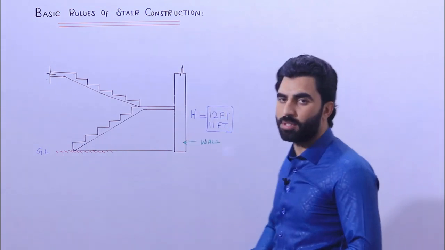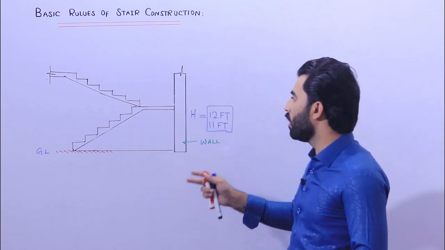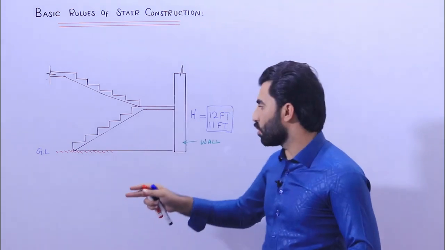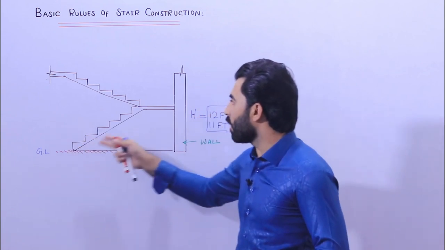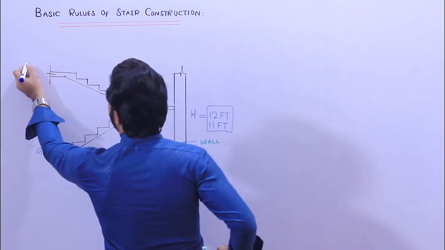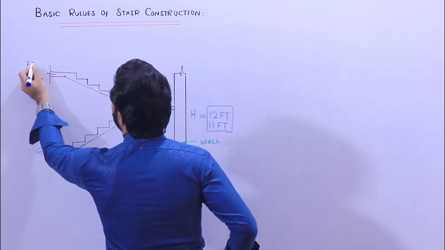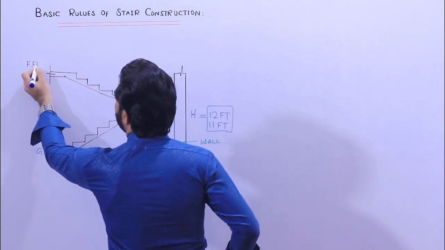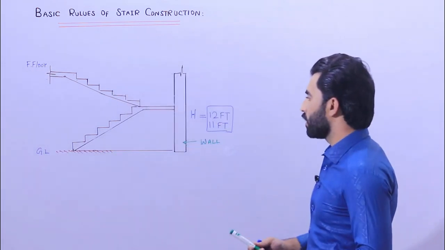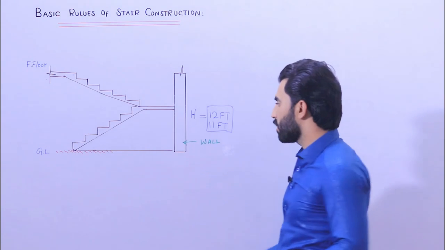Suppose this is the height of the wall, and we are making the access to go to the first floor. So this is ground floor. From ground floor we are going to the first floor, FF. So what are the basic rules for staircase?